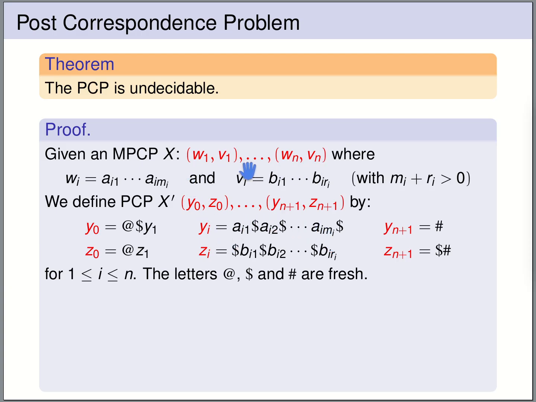We start with the original pairs of the modified PCP, and for the left entries, we are going to insert dollar symbols after each letter. So the @, the dollar, and the hash are fresh symbols. So for every left entry of a pair, we insert dollar symbols after each letter. For every right entry of a pair, we insert dollar symbols before each letter. So now these are out of sync, the dollars after the letter or the dollars before the letter. So that means we cannot start with these pairs, and we can also never end with these pairs.